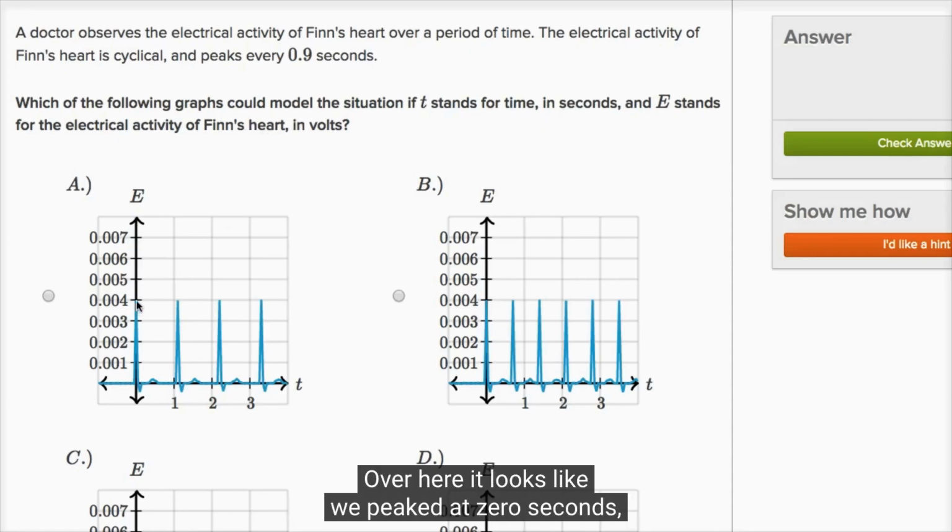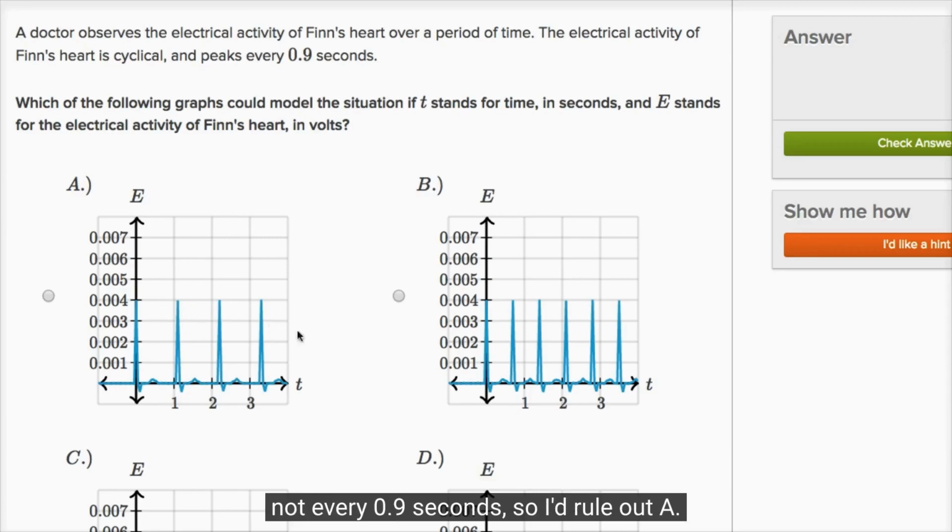Well, over here it looks like we peaked at 0 seconds, and then here we're peaking a little bit more than 1. This looks like maybe at 1.1, now maybe at 2.2 and 3.3. This looks like it's peaking a little bit more than every 1 second, so like maybe every 1.1 seconds, not every 0.9 seconds. So I'd rule out A.